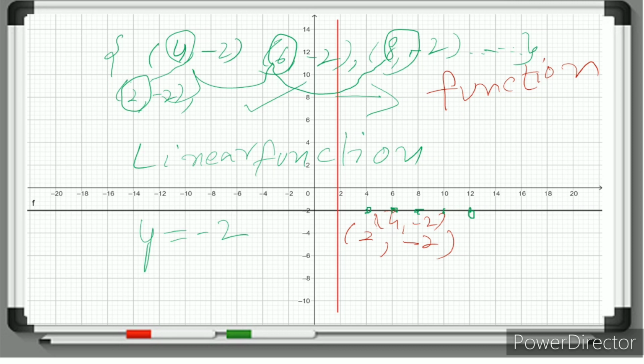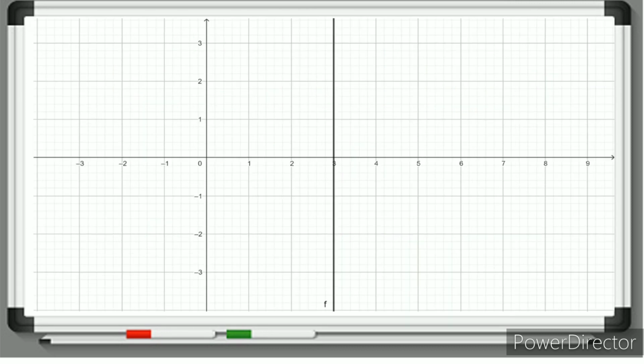Now we'll move to the next graph. Now boys, in the previous graph we have seen the horizontal line.